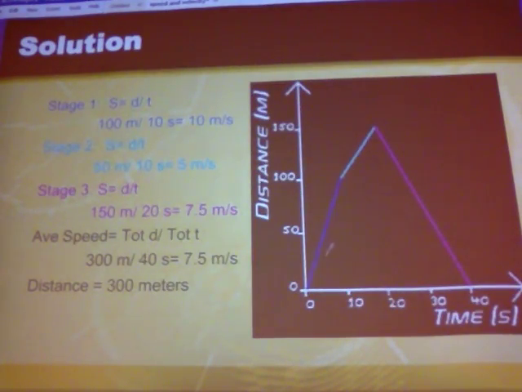So in stage 1, you have 100 meters in 10 seconds, which means its speed was 10 meters per second. In stage 2, you take distance, which is 50 meters, divided by time, 10 seconds, and you have 5 meters per second. And then stage 3, the object traveled 150 meters in 20 seconds, so its speed was 7.5 meters per second. The average speed of the object, you have to take the total distance divided by the total time, and it would be 300 meters divided by 40 seconds, so the average speed is 7.5 meters per second, and the total distance traveled is 300 meters.